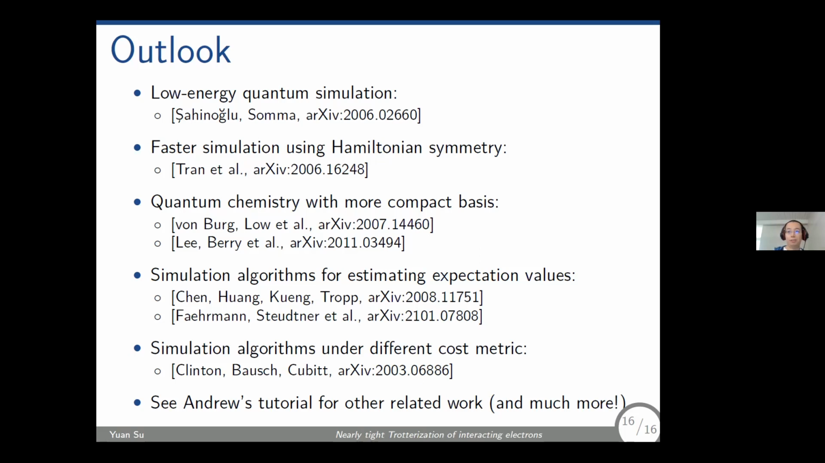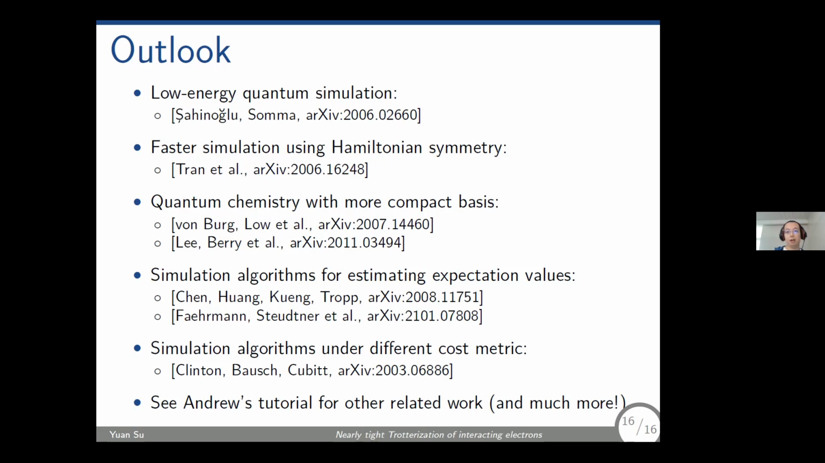Another property that you can use to speed up quantum simulation is symmetry. For example, there are operators that commute with the Hamiltonian. These operators won't damage the ideal evolution because they commute with the Hamiltonian, but they will rotate the error of quantum simulation into different directions. So when you sum those errors up, you can cancel them destructively, so you can get a faster quantum simulation. There is also a lot of nice work on quantum chemistry with more compact bases in this year's QIP.